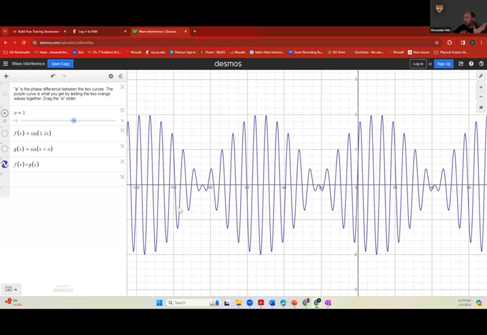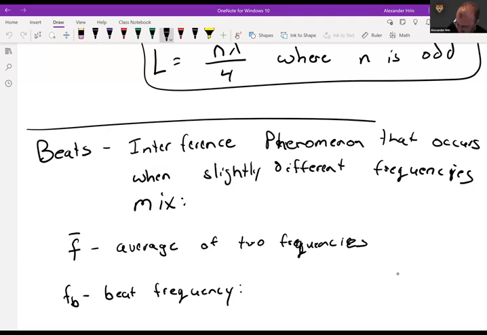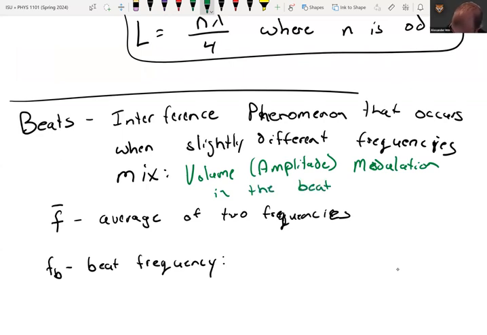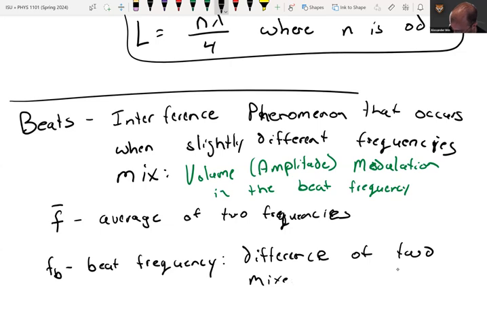Now, in sound, that's why we hear that raising and lowering of the volume periodically. That is the beat frequency. Okay, so that's what's going on there. So I'm just going to go back to the notes and finish up that. And basically the interference phenomenon is that you get a volume or amplitude modulation in the beat frequency. And what I mean by modulation is I just mean that changing in volume periodically in the beat frequency. And the beat frequency is just the difference of the two frequencies. Okay. So difference of two mixed frequencies.